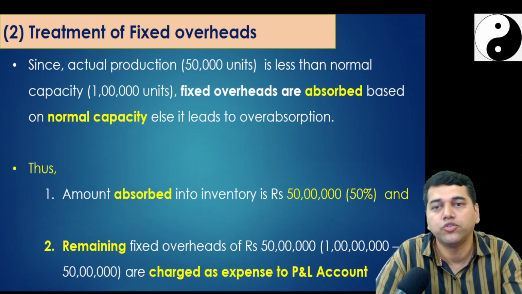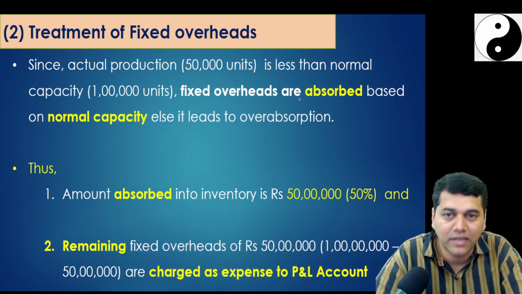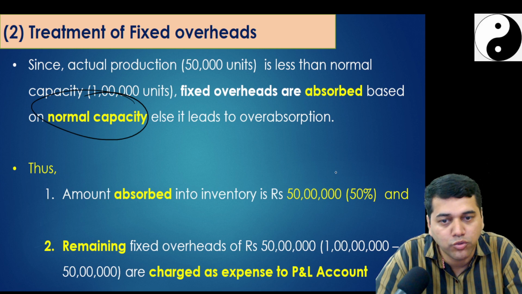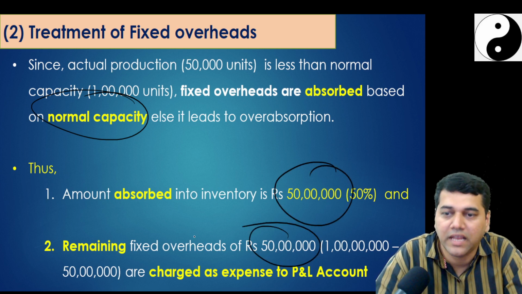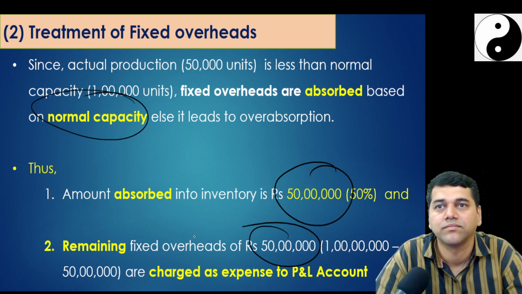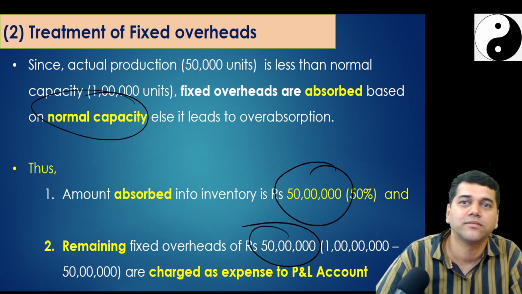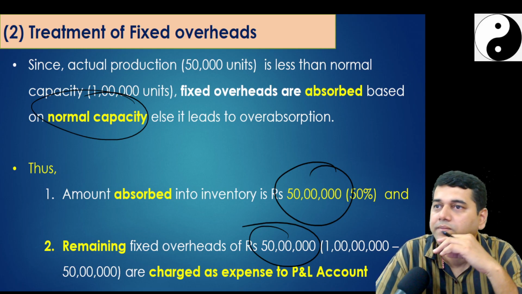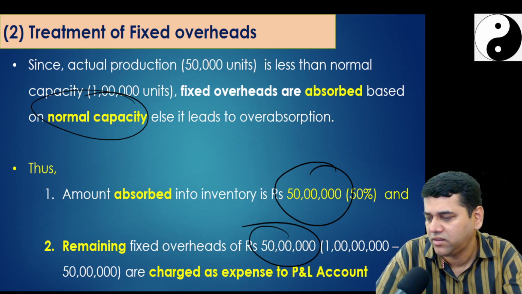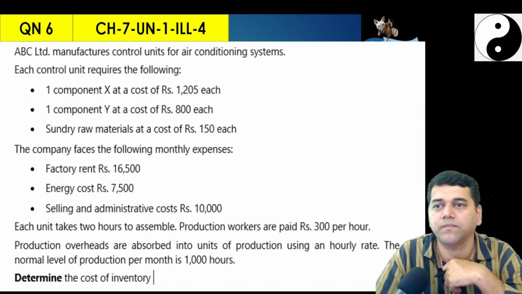Next treatment, you should say that, look, since it is less actual production, we will absorb on the normal capacity. Does your answer have two numbers here, 50 lakh, 50 lakh? Have you written these two breakup? Yes, that's it. So we'll move on to the next question.